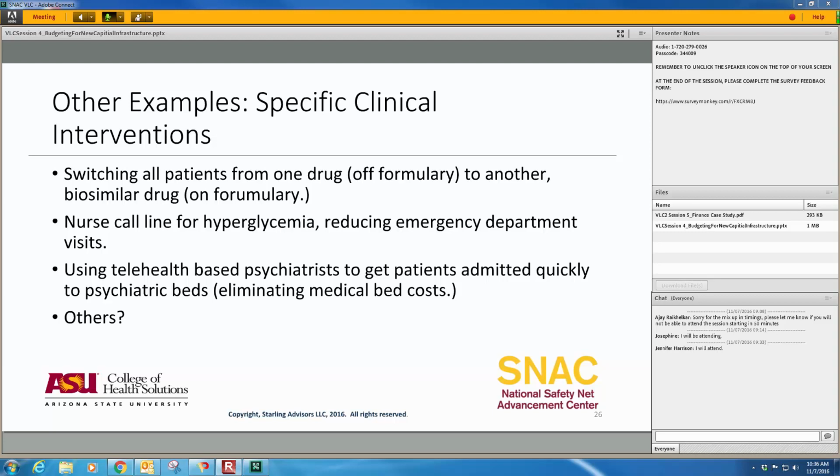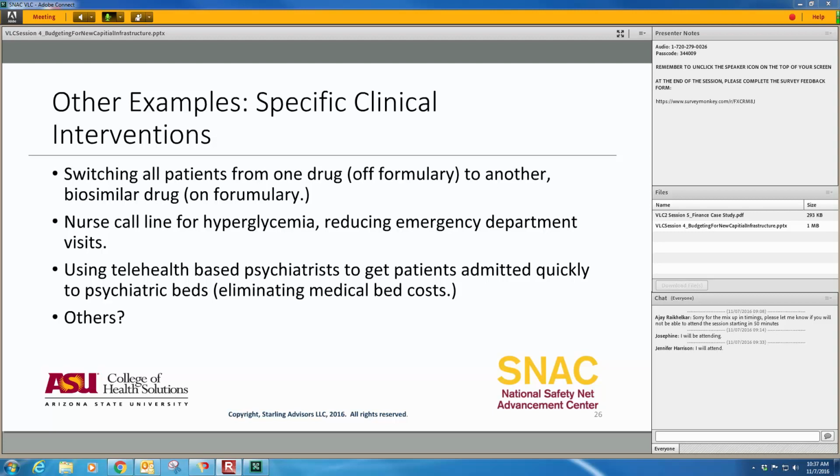Nurse call lines, 24-hour access for hyperglycemia, helping to reduce emergency department visits, using telehealth-based psychiatrists to get patients admitted quickly to psychiatric beds. I think I've mentioned this example before, but the organization found that a lot of medical bed use and cost was really being driven by an inability to get patients effectively into the psychiatric bed that they need. So they created a targeted clinical intervention that led to cost savings, which led to higher compensation under a value-based reimbursement model.